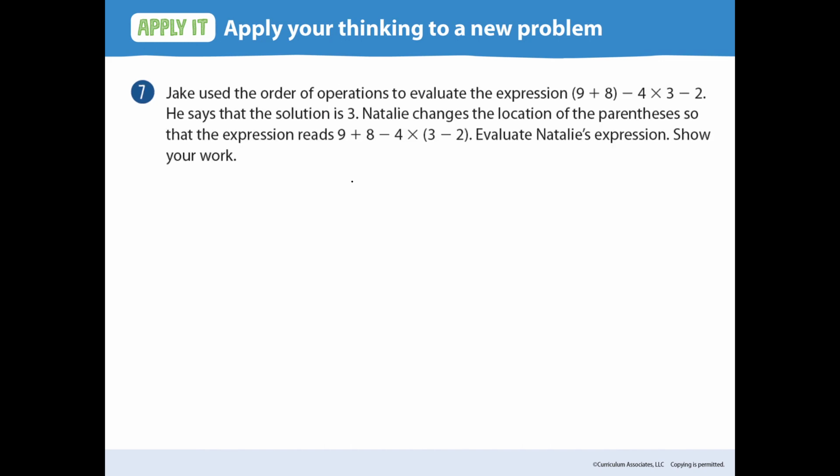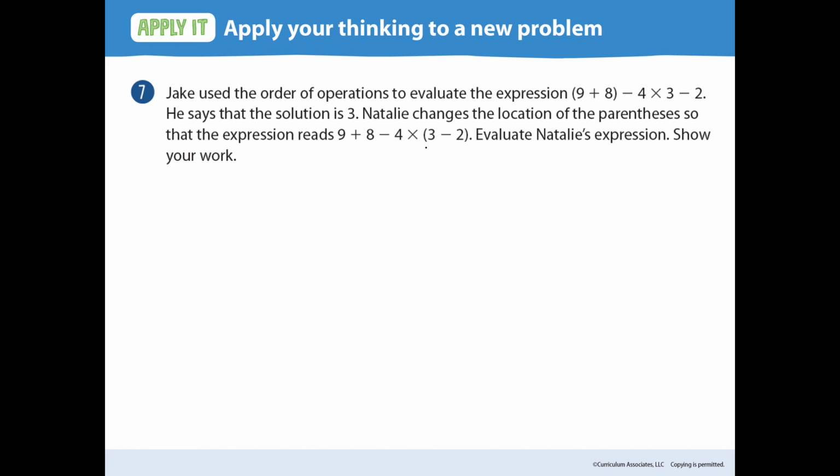Number 7. Jake used the order of operations to evaluate the expression 9 plus 8 minus 4 times 3 minus 2. He says that the solution is 3. Natalie changes the location of the parentheses so that the expression reads 9 plus 8 minus 4 times (3 minus 2). Evaluate Natalie's expression. Show your work. Please pause to solve and then press play.